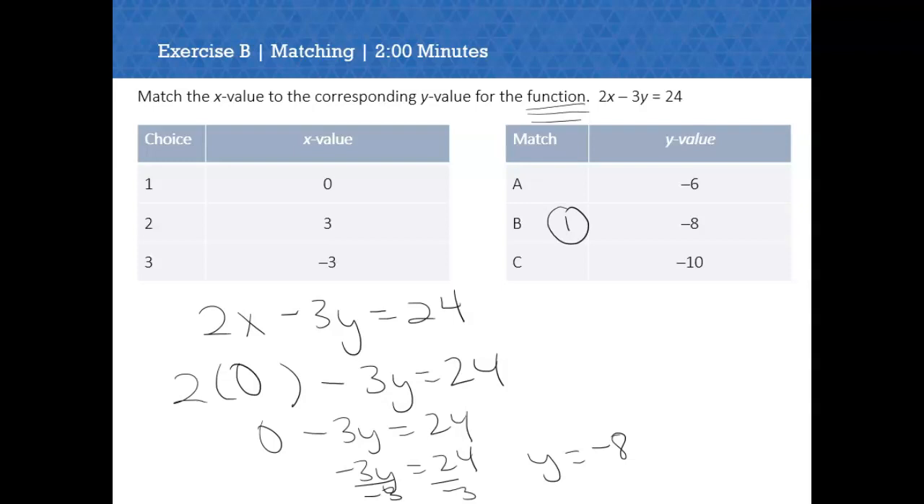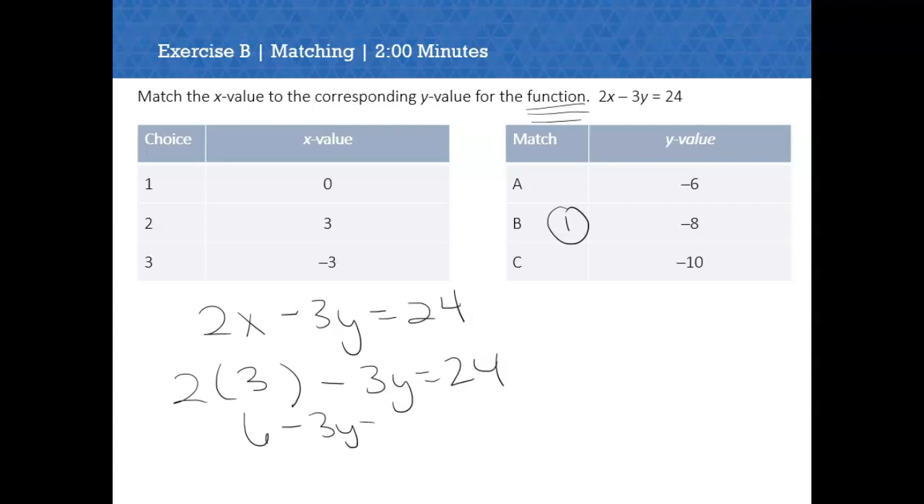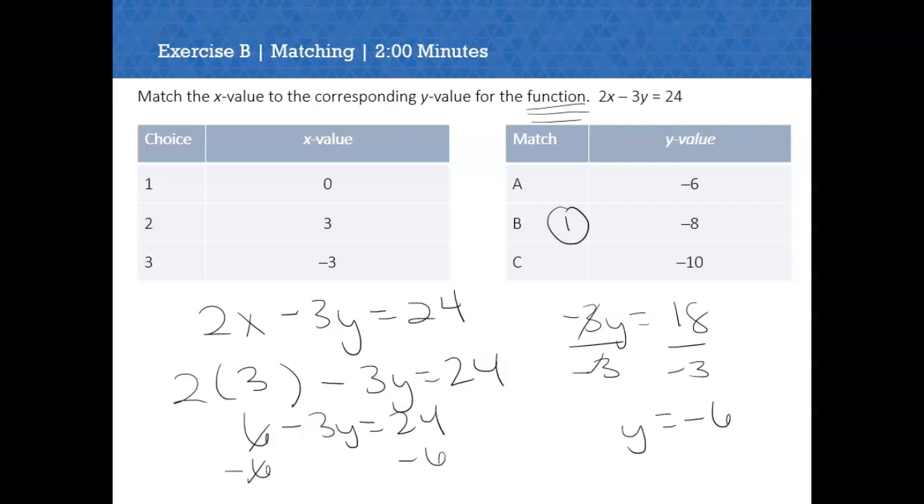Now we do the same thing, but instead of using 0, we use 3, because that was the input. The x value, the input is 3. 6 minus 3y equals 24. So this time we do need to move the 6. So -3y equals 24 minus 6, which is 18. Divide by -3, y equals -6. So that was for number 2.